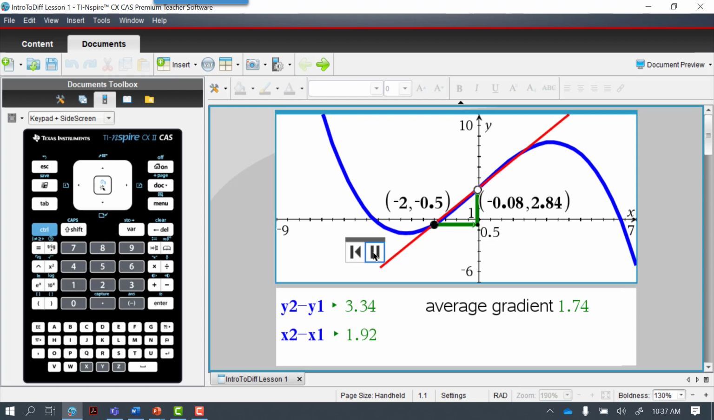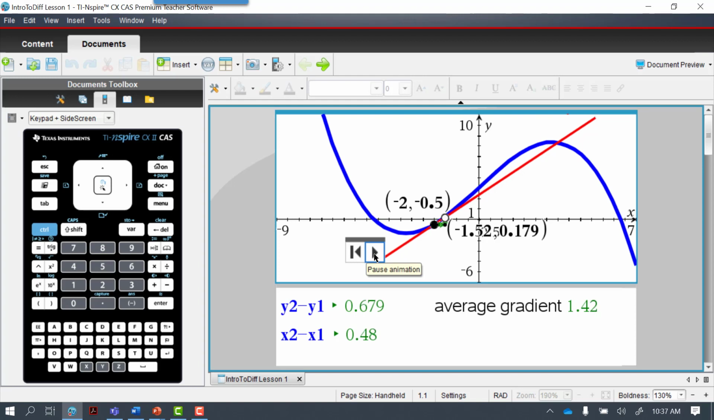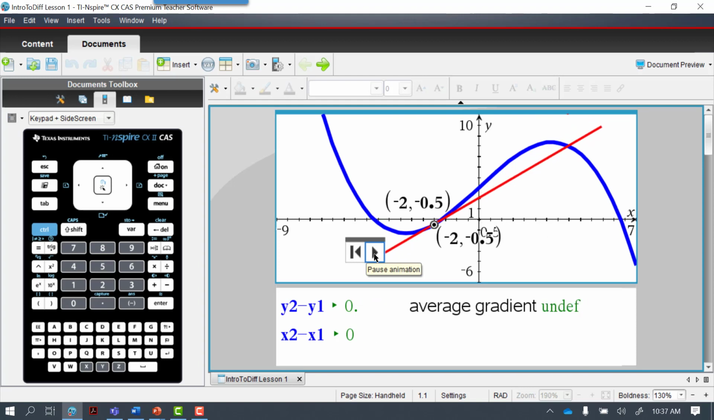now the gradient starts decreasing, and the white point has come very close to the black one, but still the distance separating x2 and x1 is 1.44. If I keep playing it, that's 0.96 now, and the gradient is roughly sitting at 1.55. And now you'll see that the red line, which was the secant, is more or less becoming a tangent, but obviously I can bring it much closer, and it's 0.48 now, the value of h.